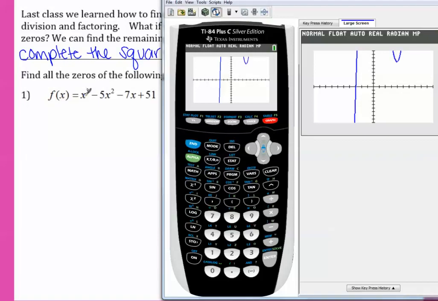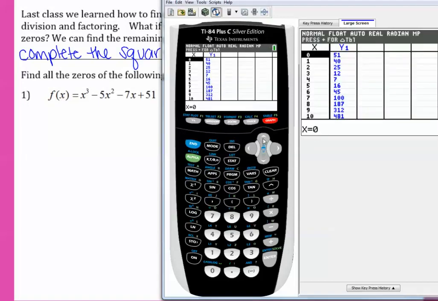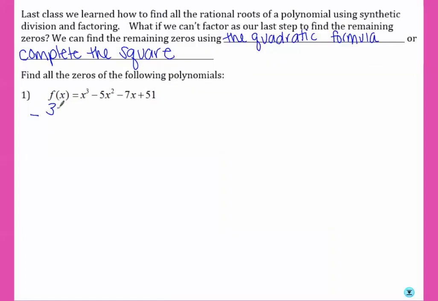Now, we know from our exponent that we're going to have 3 solutions. Since the graph only crosses the x-axis once, we have one real solution and the other 2 are imaginary. We know that our real solution looks like it's at -3, and we can use the table to help us check. Second graph, we look in the table at -3, y equals 0. So we know -3 is going to be outside our synthetic division.